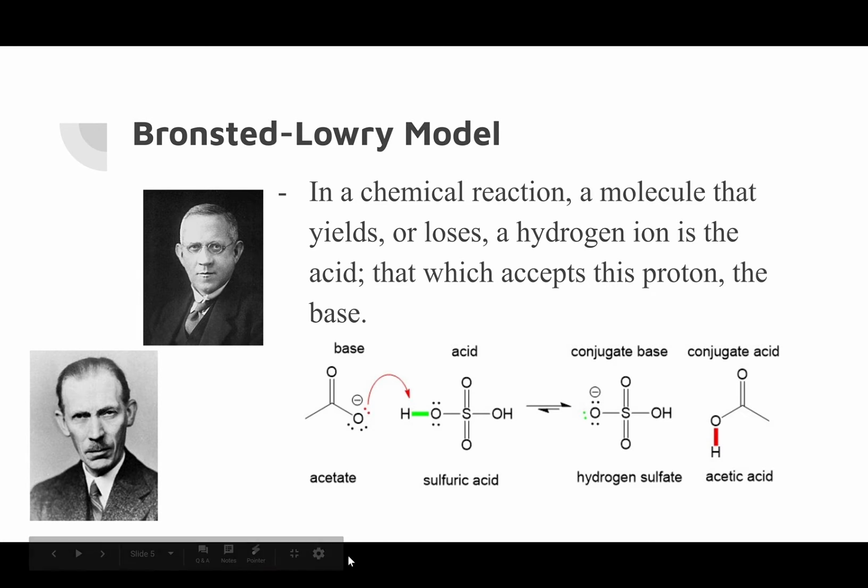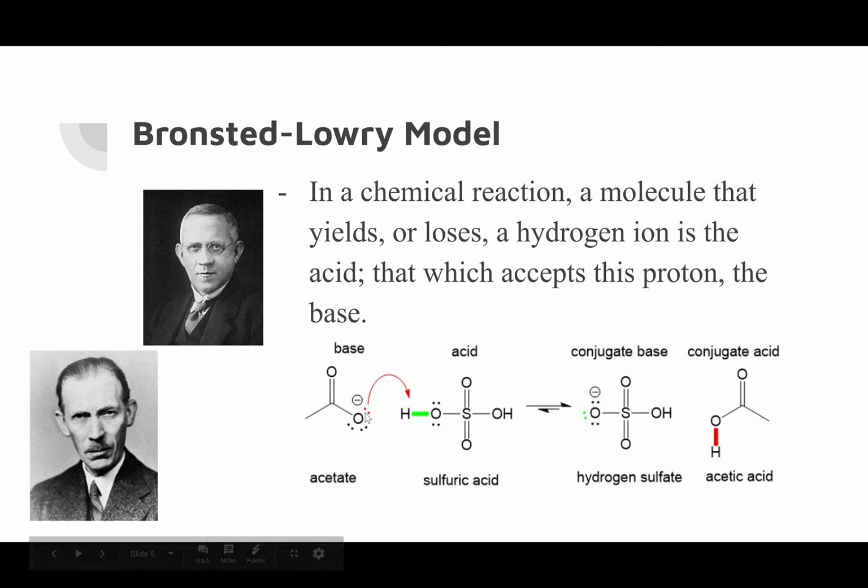So here's an organic example. Let's say I have an acetate ion, right? So this lone pair can accept a hydrogen ion from sulfuric acid, very indicative by the name, right? So the sulfuric acid donates this hydrogen ion and becomes hydrogen sulfate, while the acetate serves as the base since it accepts this hydrogen ion.